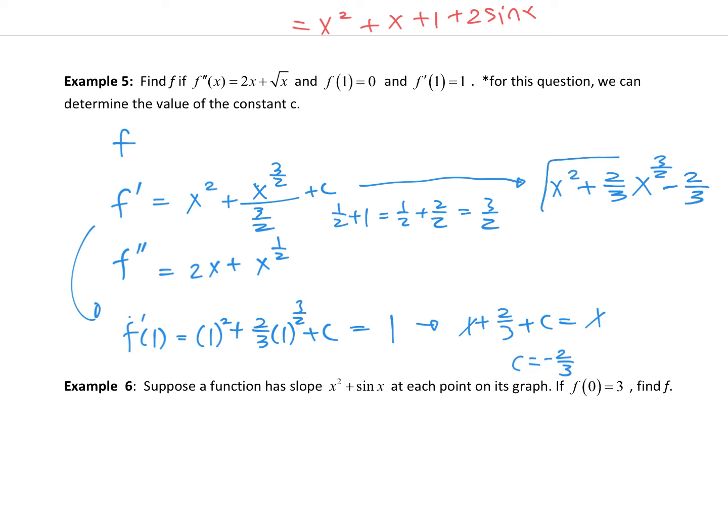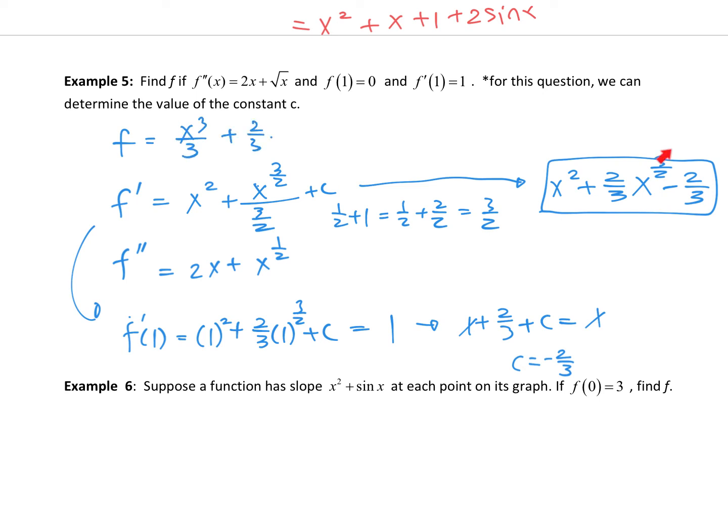So here I can actually determine the value of c. That's f prime, so I can go through the same process because I want to find f. I'll take the antiderivative of this again. X squared, raise the power by 1, so 2 plus 1 is 3. Divide by 3, so this will be x cubed over 3 plus 2/3.